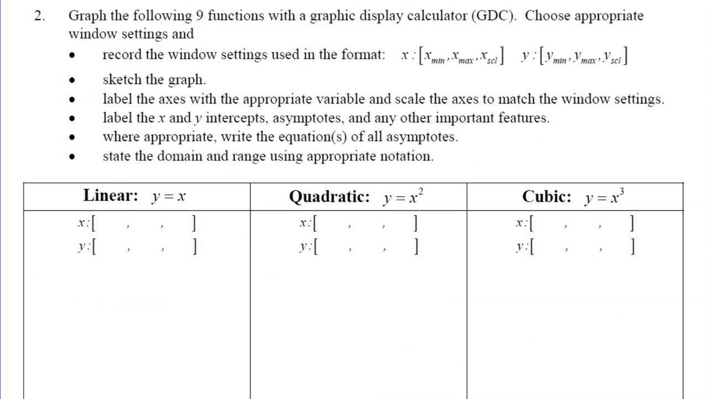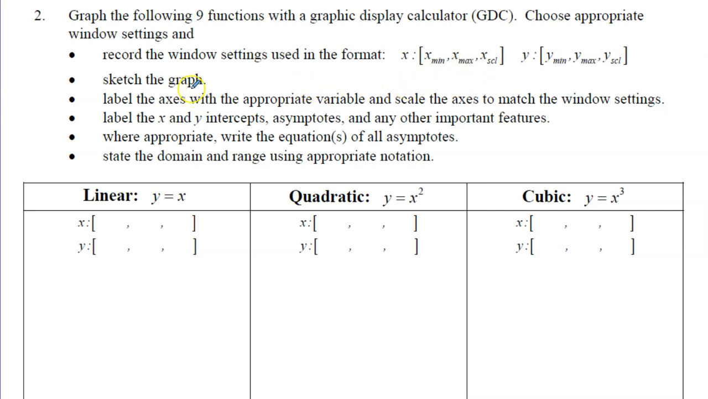So we are going to graph the following 9 functions with a graphing display. We just call it a graphic calculator. We're going to choose appropriate window settings. And so if ever you're answering a question where you have to draw a sketch, and that would occur on the written response of your diploma or on the written of an in-class test, then we may ask you to record the window settings used. Okay, and this is actually on the formula sheet, so you don't have to memorize this.